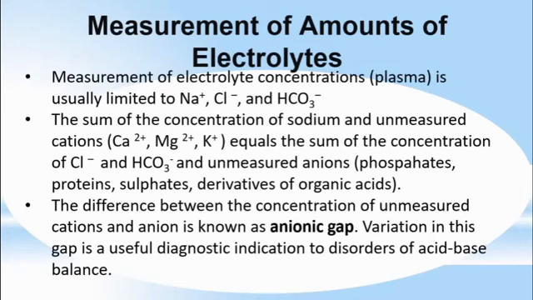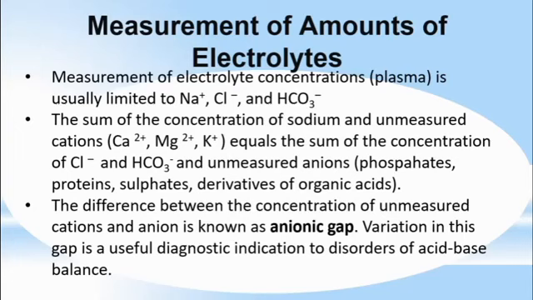Now, how are the concentrations or amounts of these electrolytes measured? The measurement of electrolyte concentration is usually limited to sodium, chloride, and bicarbonate only. The sum of the concentration of sodium and unmeasured cations, that are calcium, magnesium, and potassium, equals the sum of the concentration of chloride and bicarbonate and unmeasured anions: phosphates, proteins, sulfates, and derivatives of organic acids. So it means we can only measure sodium, chloride, and bicarbonate.